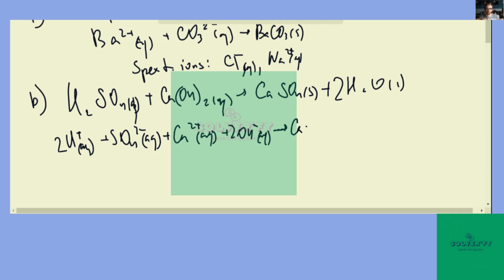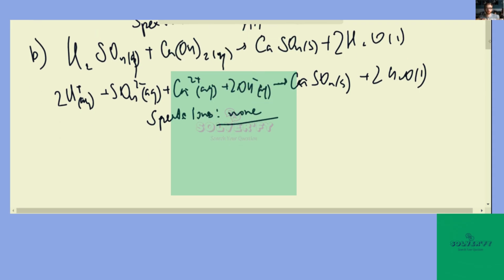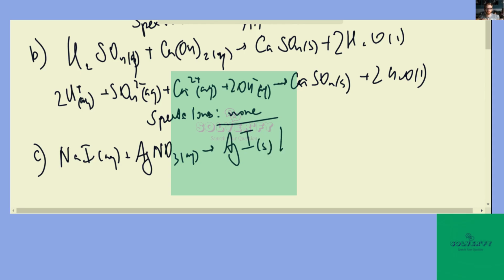It forms solid calcium sulfate. So as we can see, there are no spectator ions, because all the ions take part in the reaction. So the next one is the reaction between sodium iodide and silver nitrate, forming silver iodide and sodium nitrate.